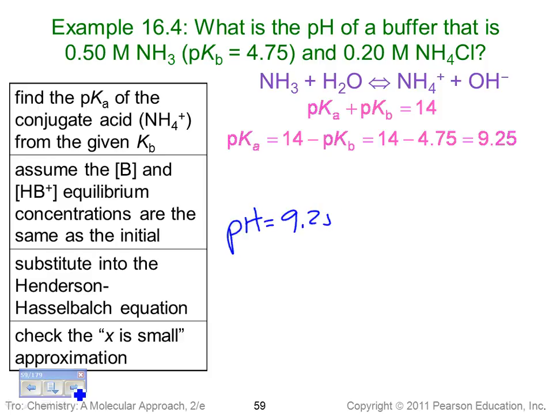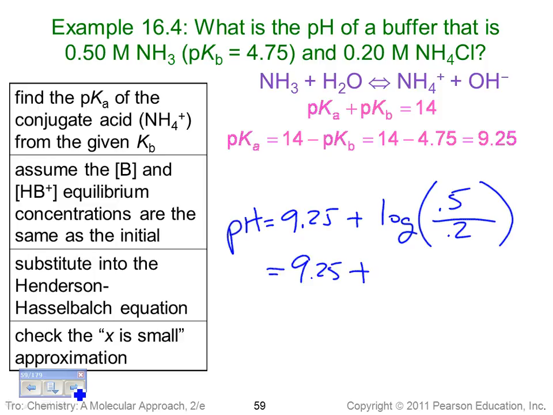So the pH is going to be 9.25 plus the log of the base on top and acid on bottom. And which one of those two numbers goes to the base? 0.5. That's the base. So having decided that, the 0.2 must be the acid part. Okay. So this pH calculation is relatively quick and simple. The log of 2.5 is something.